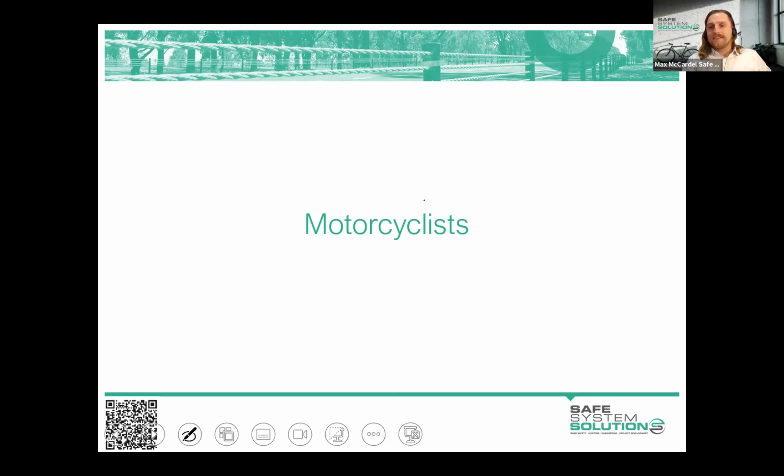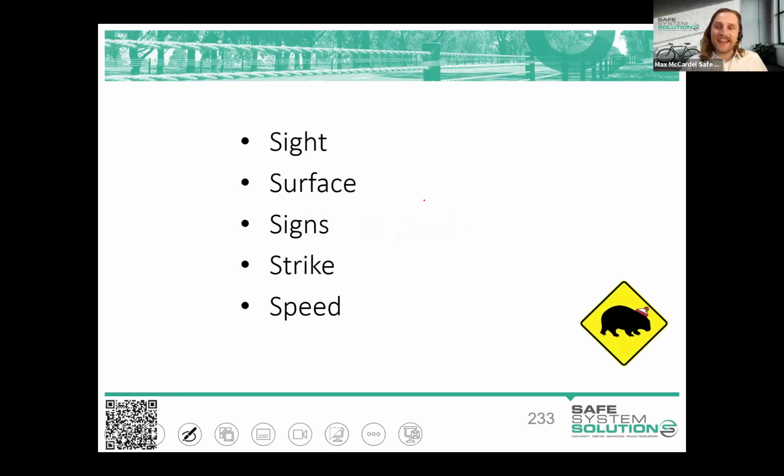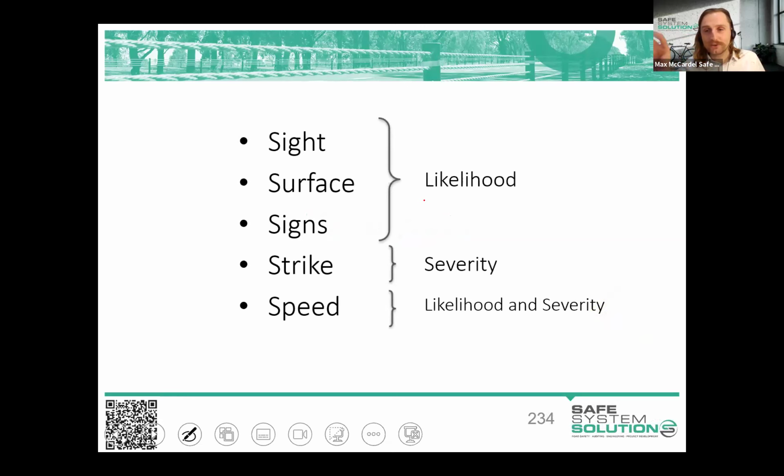Motorcyclists. So as discussed, we do consider these parts of the vulnerable road user category. And there's 5 S's that we use to describe different factors associated with their level of risk. Of course, it's S's because we're at Safe System Solutions. The first 3, and I'm going to talk through these going forward, the first 3, sight, surface, and signs, all influence the likelihood of a crash. Strike has to do with the severity, and the speed, as we touched on before, is likelihood and severity.